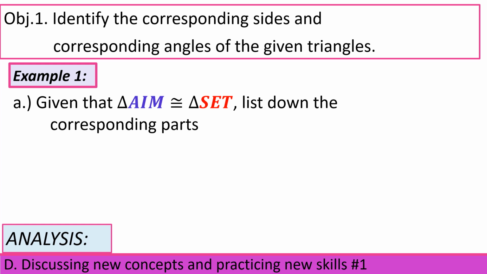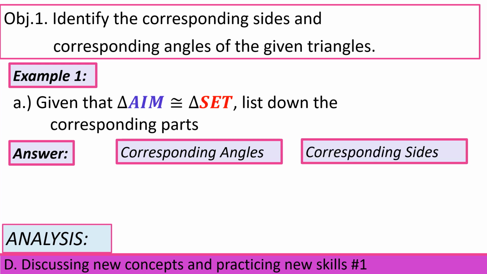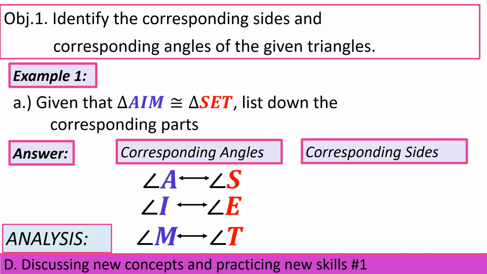Given that triangle AIM is congruent to triangle SET, list down the corresponding parts. So what are the corresponding parts? We have corresponding angles and corresponding sides. Angle A corresponds to angle S, angle I corresponds to angle E, and angle M corresponds to angle T.